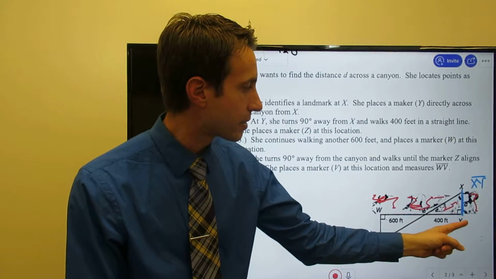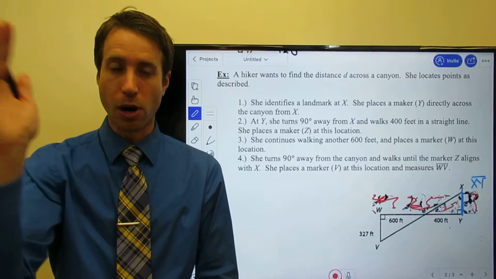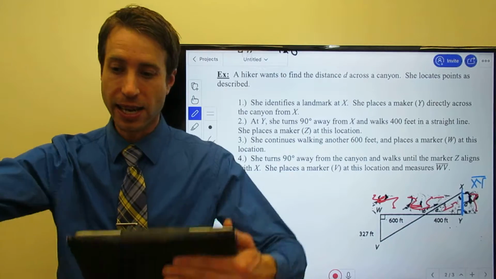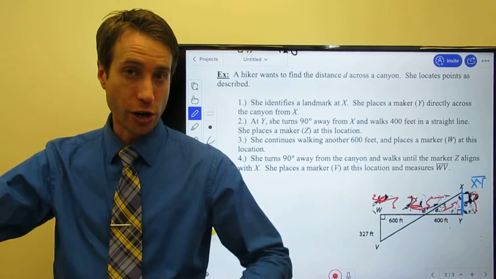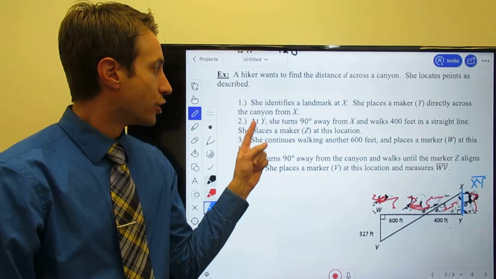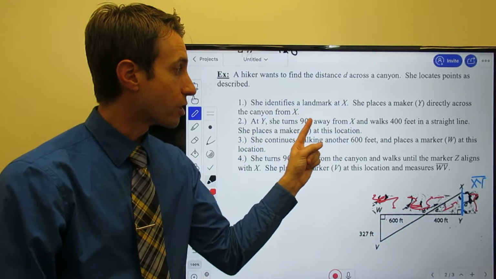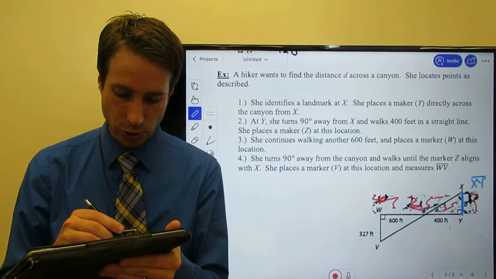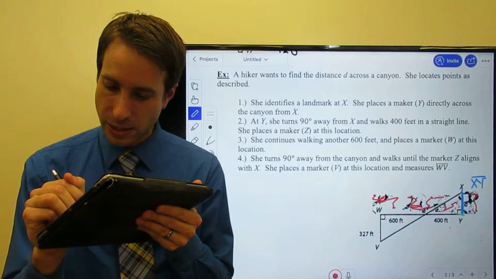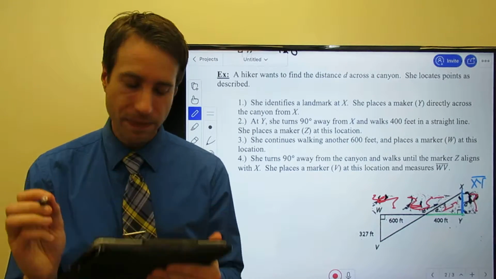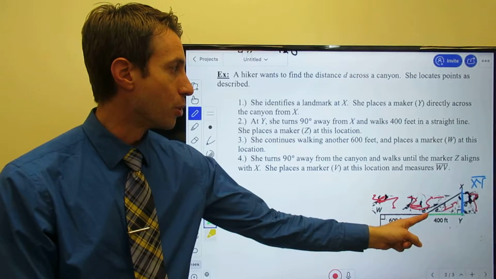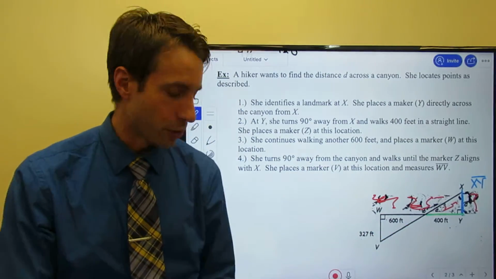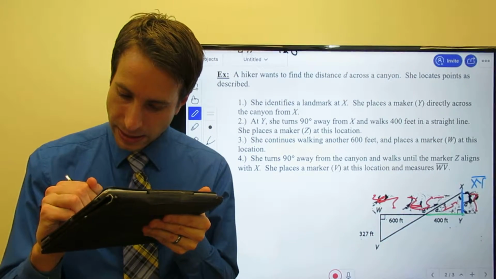So there's X, there's Y, two markers straight across from each other. The landmark X on the opposite side of the canyon, and the marker she put on her side of the canyon at Y. She then at Y turns 90 degrees away from X and walks 400 feet in a straight line. At 400 feet, she places a marker Z. I don't know if you can see it there. There is a Z right there.